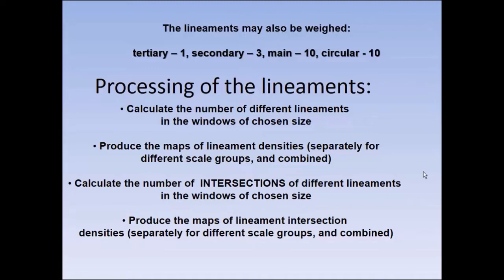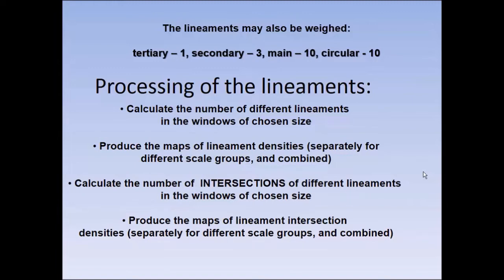Circular lineaments are also very important, since they often reflect the existence of an intrusive body nearby. Therefore, we weigh them as 10. Processing of the lineaments goes through the following stages. 1. Calculating the number of different lineaments in the windows of chosen size. 2. Producing the maps of lineament densities, separately for different scale groups and combined. 3. Calculating the number of intersections of different lineaments in the windows of chosen size. 4. Producing the maps of lineament intersection densities, separately for different scale groups and combined.